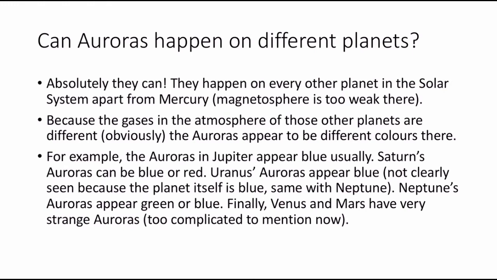Because the gases in the atmosphere of the other planets are different, obviously, the auroras appear to be different colours there. For example, auroras on Jupiter appear blue. Saturn's auroras can be also blue or red. Uranus's auroras appear blue, but you can't see it very clearly because the planet itself is blue. Same with Neptune. Neptune's auroras appear green or blue. And finally, Venus and Mars have very strange auroras. They're very complicated, so I can't tell you about them now. Otherwise, it'll make the video way too long, and you don't want that, do you?